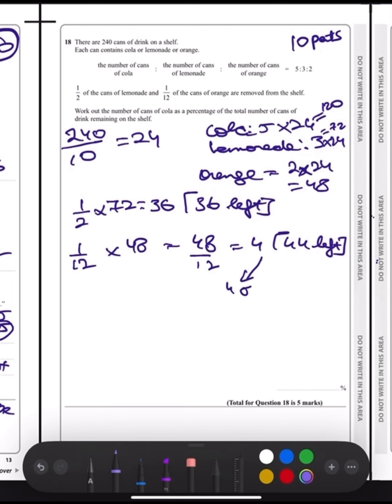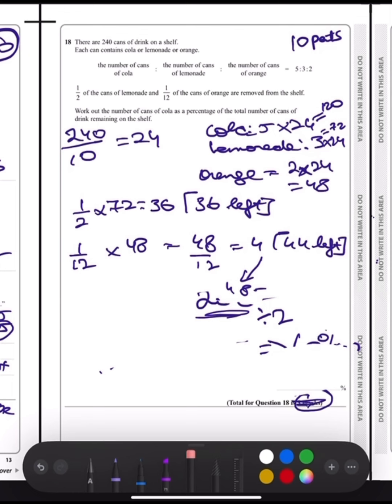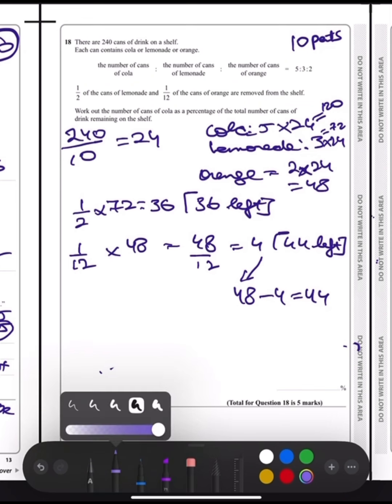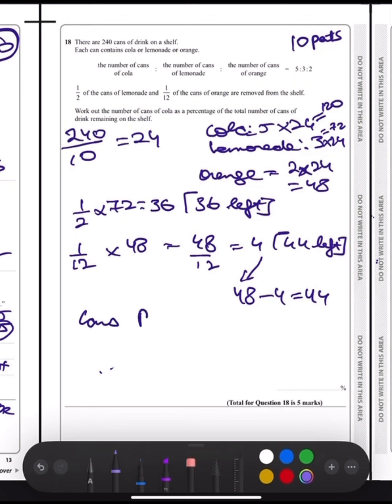And 1/12 of 48 we did because 1/12 of 48 was also taken off the shelf. So we did 1/12 of 48, which gave us 4. So we basically know 4 were gone from 48. So we did 48 minus 4, which gave us 44. So there are now around 44 orange cans left after they were taken off the shelf, and the lemonade is 36 cans now.